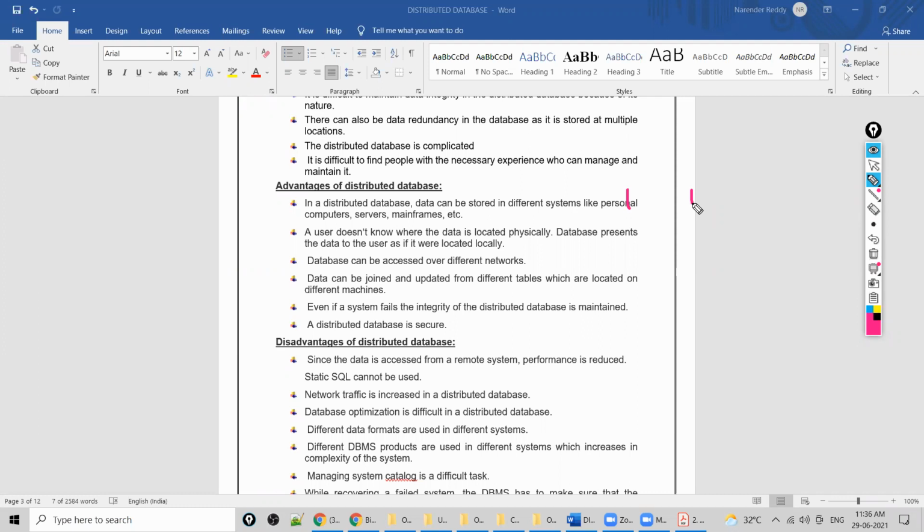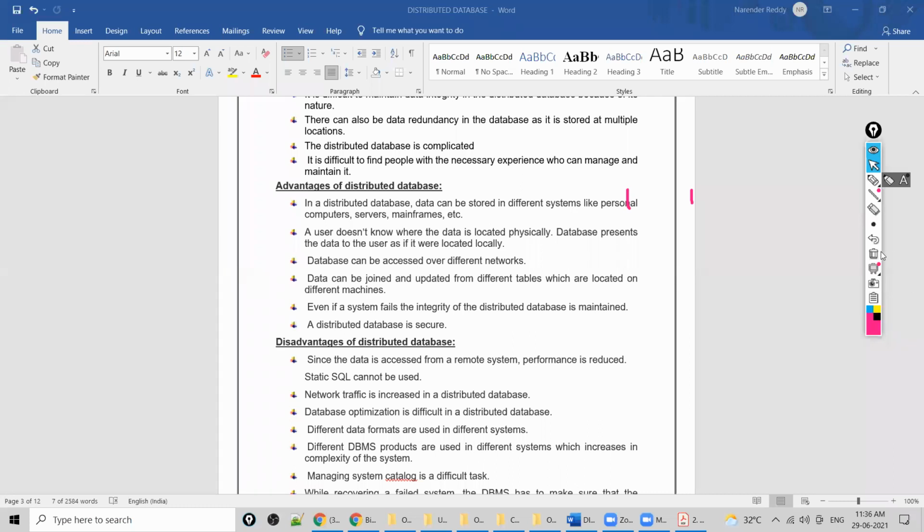Next advantage, madam. Fourth one once again, sir. One minute, I will explain. Data can be joined, for example, here I want to give you an example. Data can be joined and updated from different tables which are located on different machines.